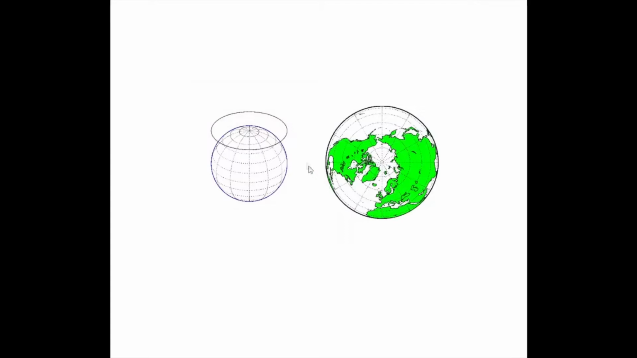And so with the azimuthal maps, what they've done is they take a disc or a sheet of paper even, and they just touch it to the surface at one point and project onto it like this. And what that does is that creates a point of tangency, so they have one point where it's most accurate, and then as you move out from that, your level of distortion increases. And so those aren't quite as common.